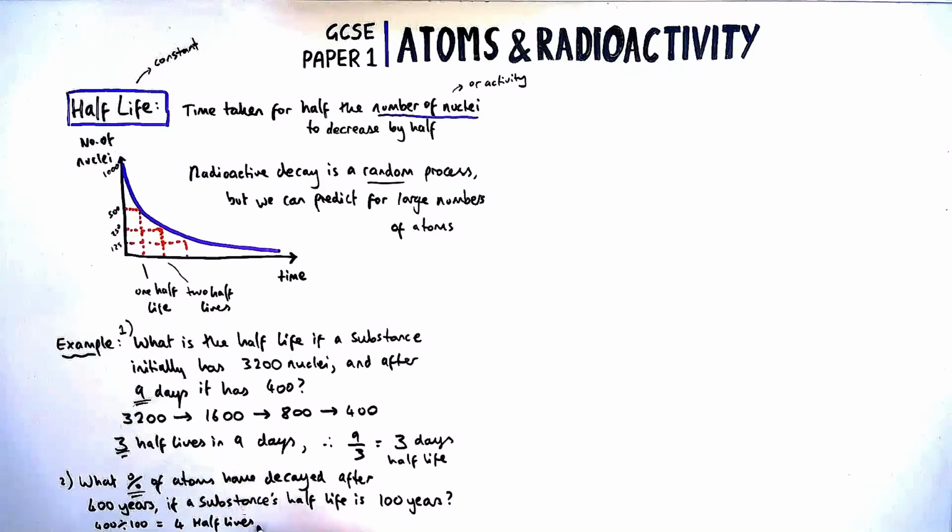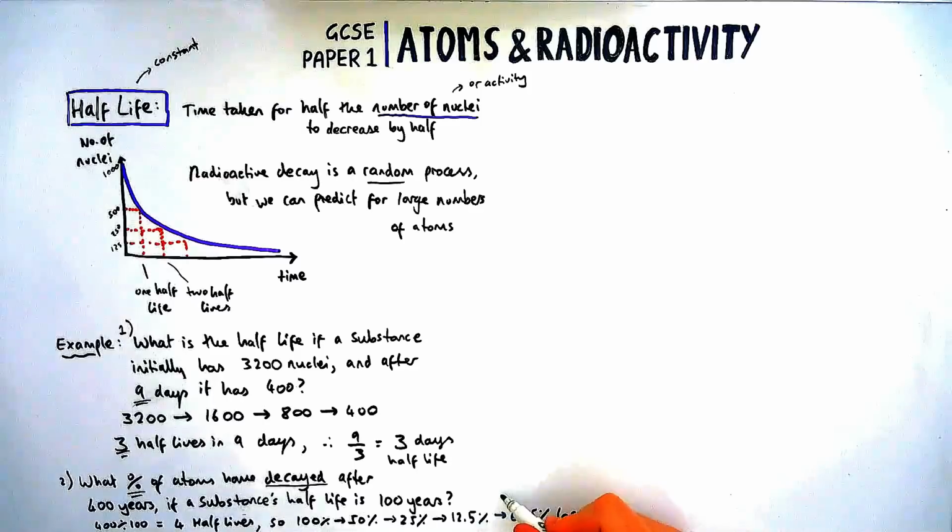So in 4 half-lives, we've got to figure out what percentage we get left after 4 half-lives. So 100 to 50 is 1 half-life, 50 to 25 is another, 25 to 12.5 is another, and 4 half-lives means it's halved 4 times down to 6.25%.